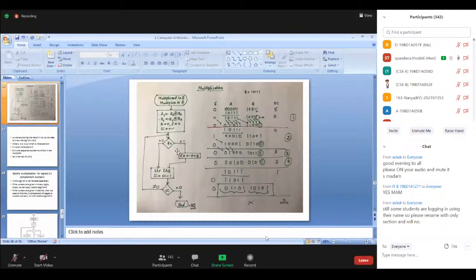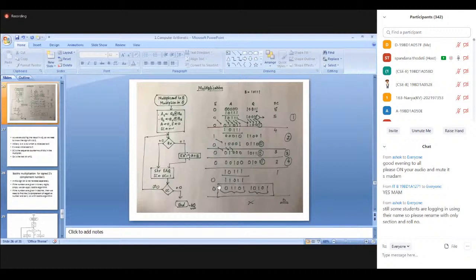First, check the condition Qn. Qn means the last bit, the rightmost bit, or you can say the LSB of the multiplier. If Qn equals 1, then simply perform A plus B and store the result in AE. That means to this A, add the content of the multiplicand if Qn equals 1. Qn equal to 1 means what?